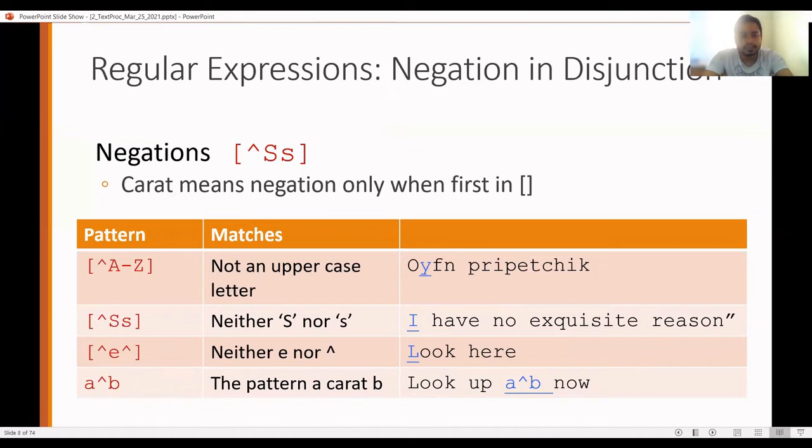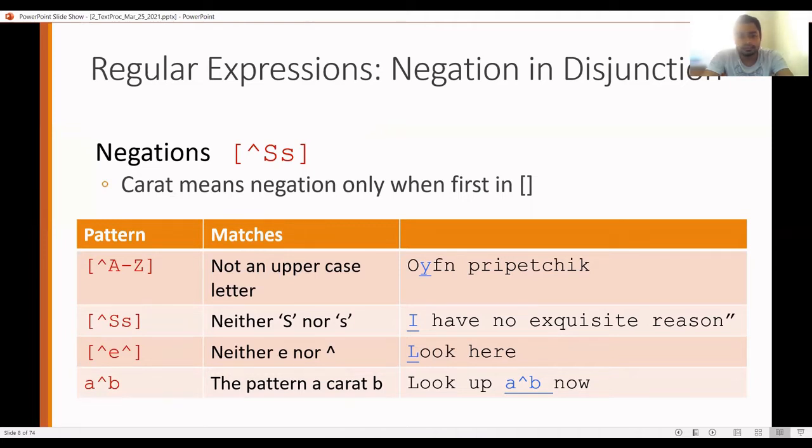So in the first example, it will not match any uppercase letter. That is, as you can see in the example, y, which is the first occurrence of a lowercase letter, gets matched. In the second example, neither S nor the lowercase s gets matched. And in the third example, with e and then the caret, this particular symbol is not matched. So the first character, that is l in the example, gets matched.